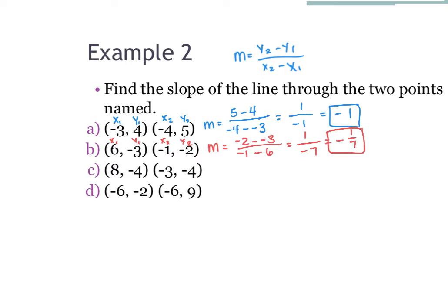And for C, we're going to label it x1, y1, x2, y2. And m is going to be equal to, we have negative 4 minus negative 4 over negative 3 minus 8. Now I see on the top we're going to get 0 over, and then on the bottom we're going to get negative 11. This is equal to 0. Remember, if 0 is divided by any number, that's still 0. And this is going to be a horizontal line.